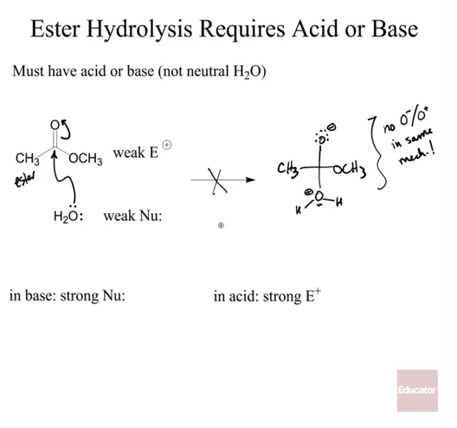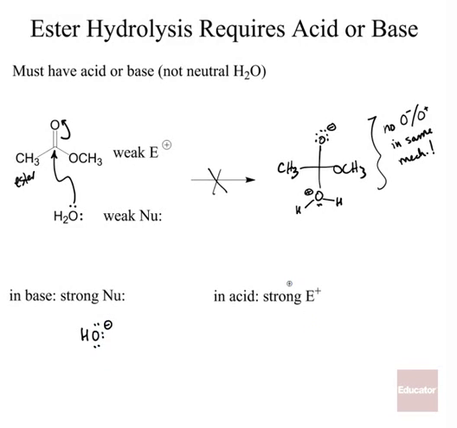So instead, how does it work? Well, in basic conditions, you increase the nucleophilicity of something. So how does this get adjusted in base? You don't have water attacking. You have a strong nucleophile, hydroxide, attacking. Then you have an O-, it attacks. You have another O-, and so on.